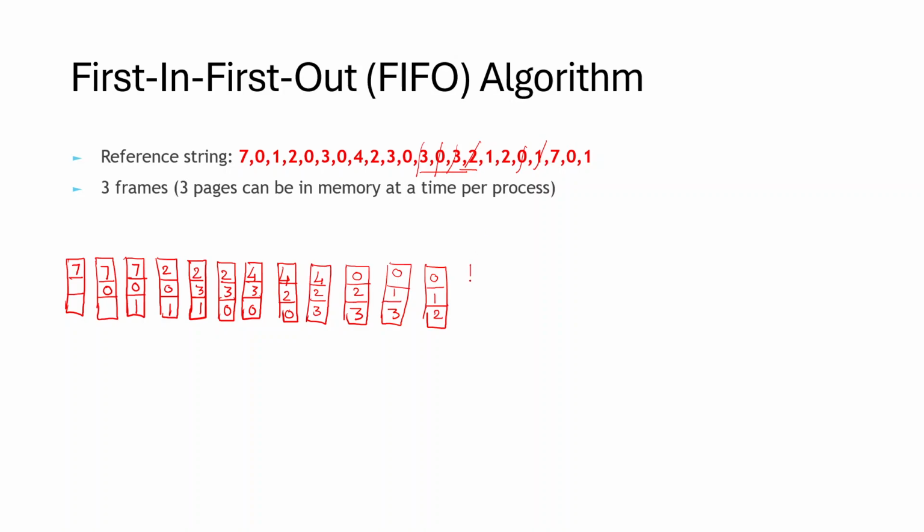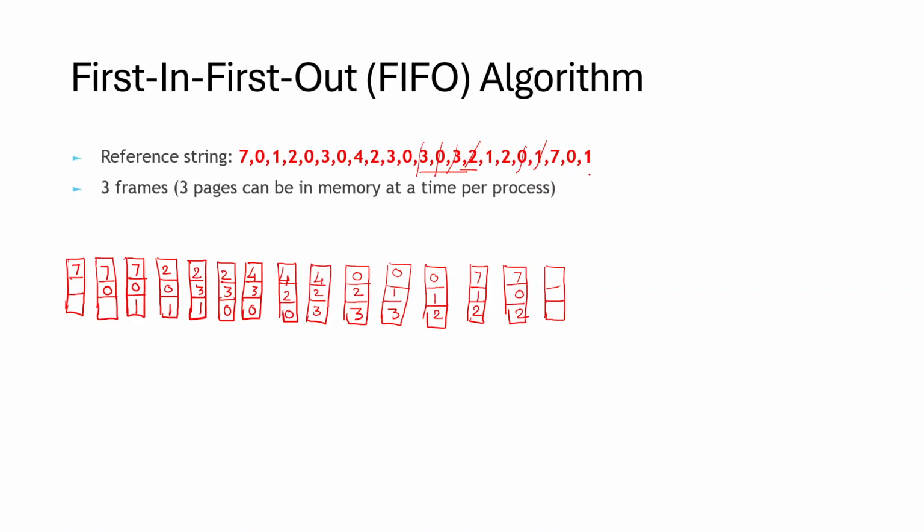Next is 7. The 7 is not there, so there is a page fault and we need to go for replacement. Out of 0 1 2, which came early? The 0 came first, so 0 is replaced by 7. Next 0. Again there is a page fault, so we need to replace. Which came early? The 1 came early, so we get 7 0 2.